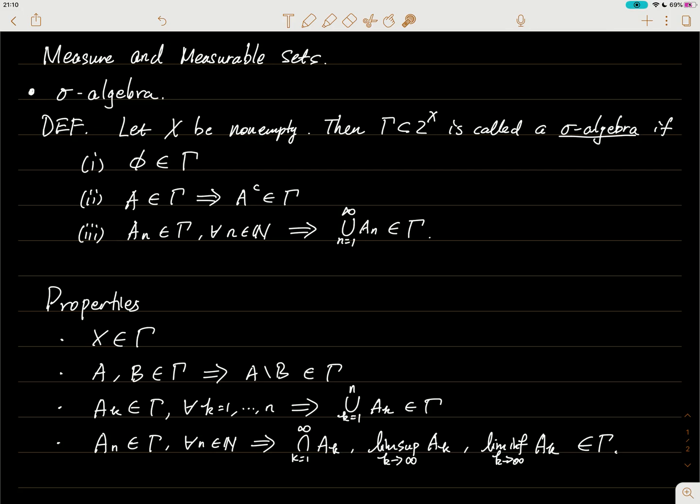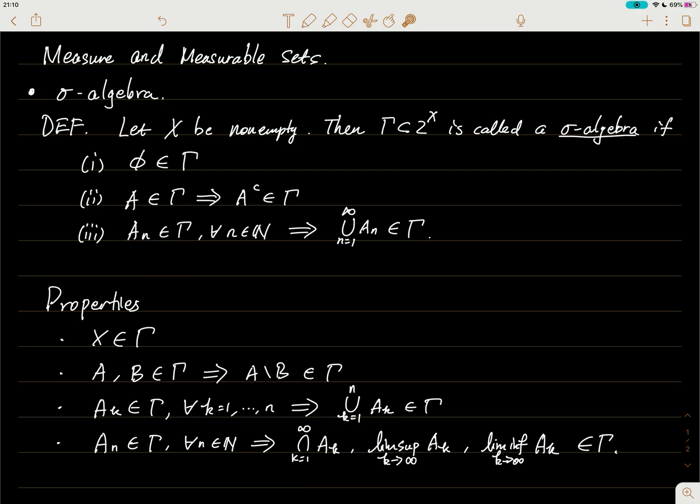This is called sigma algebra. Without the sigma, we call gamma an algebra if for any finite number of A_n, each belonging to gamma, the union of those finitely many A_n belongs to gamma. In that case, gamma is just called an algebra.